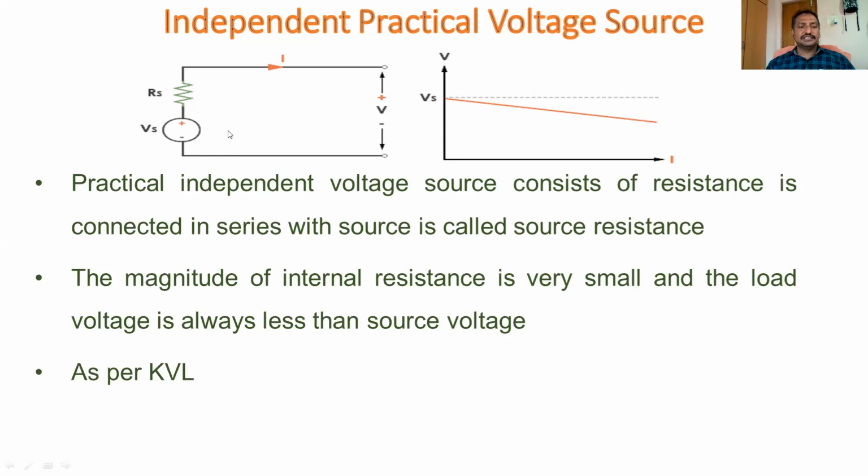As per KVL, the algebraic sum of voltage rises and voltage drops in a closed loop should be equal to 0. I'll explain KVL in more detail in the future. So here, as per KVL, this output voltage should be equal to Vs minus I into Rs. We apply this KVL and get the solution: V is equal to Vs minus I into Rs.